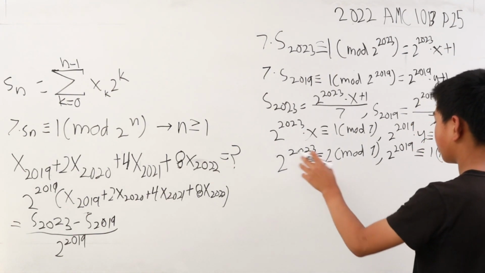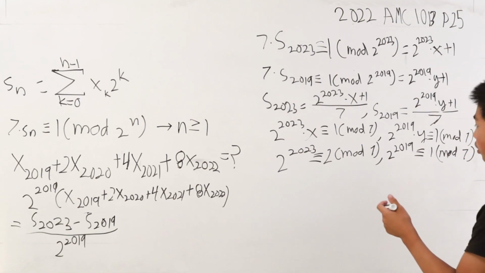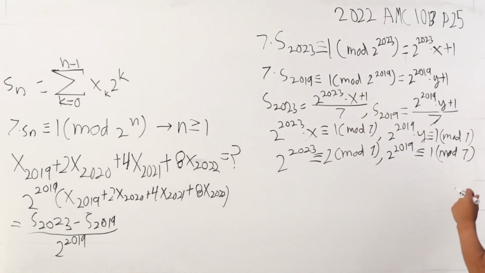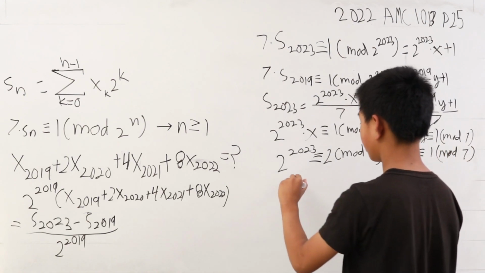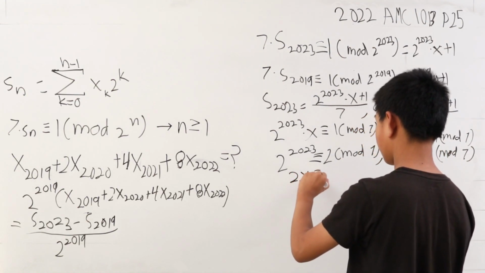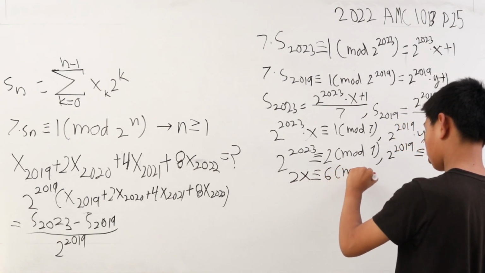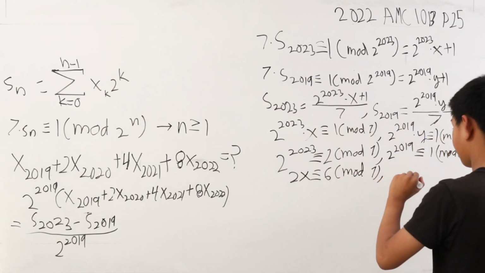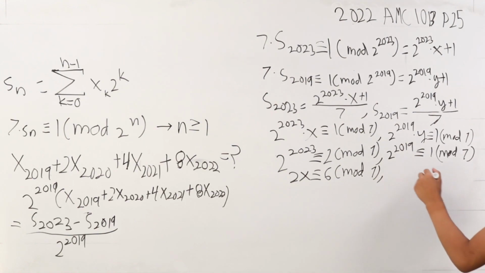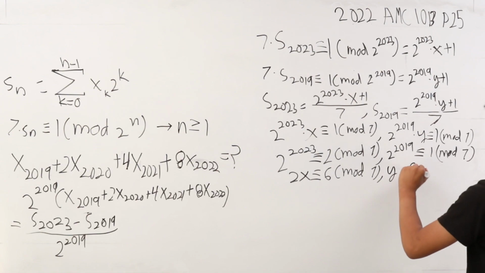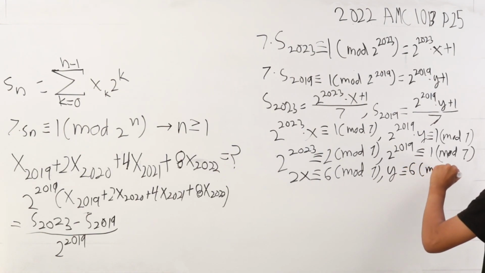So from this we can plug in. This is pretty straightforward from now on. From these equations, we can put these into the original 2 equations, and then we get 2x is 6 mod 7. And then this one is y. There's only 1 here. y is 6 mod 7.